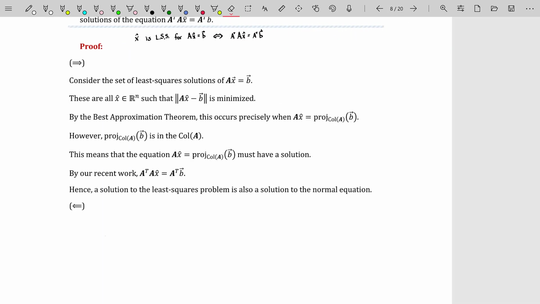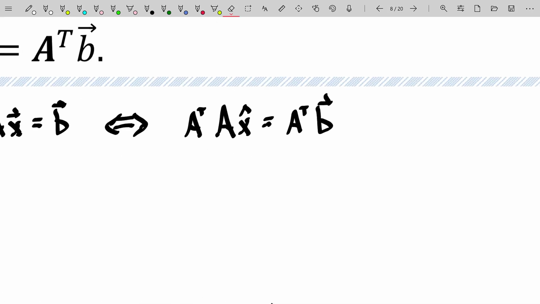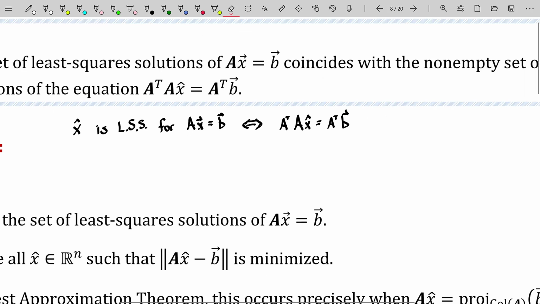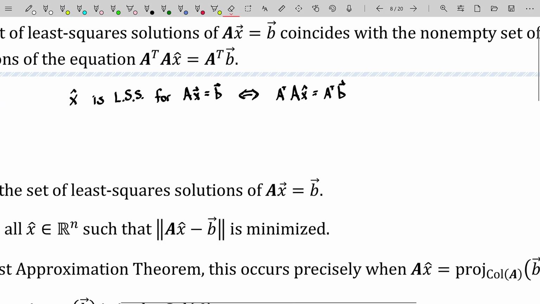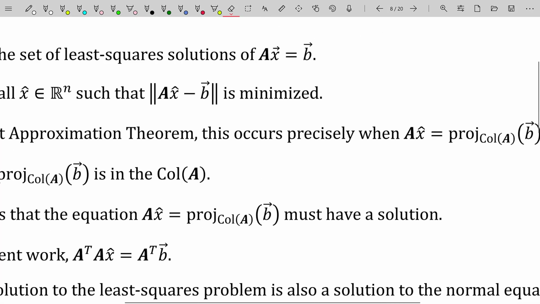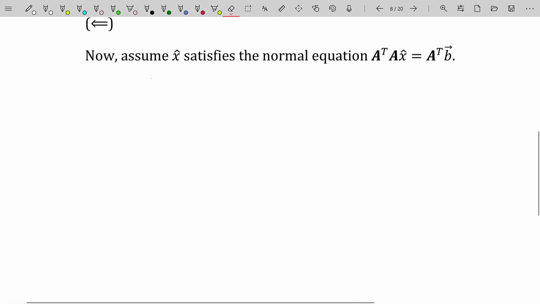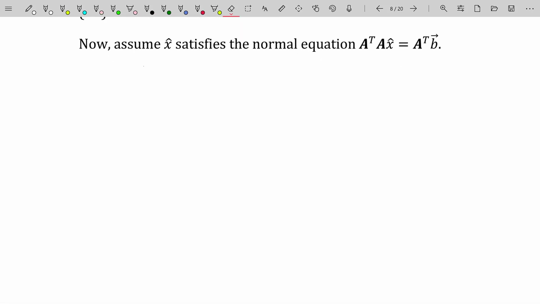So going backwards, now assume X hat satisfies the normal equation A transpose A X hat is equal to A transpose B. So again, starting on the right hand side here, we'll want to arrive at X hat being a least squares solution for AX equals B. Well, if that first statement is true, I can shove everything over to the left-hand side and factor out A transpose, and I get that.